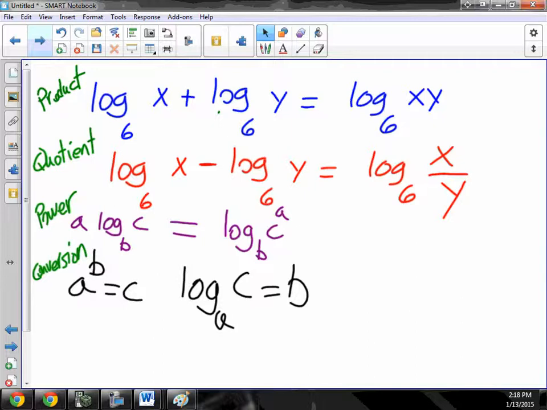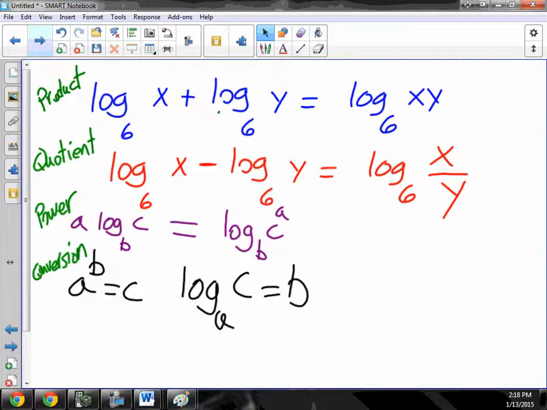The power rule is very simple. If you have a number multiplied by a logarithm, you can take that number and lift it up and make it an exponent of the number you're taking the logarithm of. And you can convert those back and forth as needed.